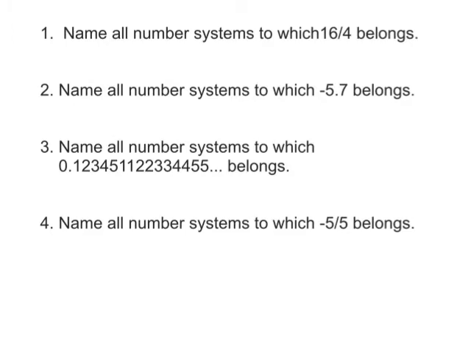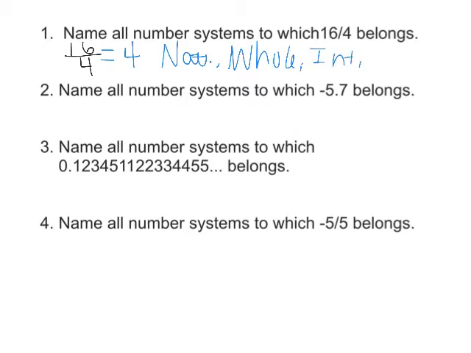All right, so number 1, name all number systems to which 16 over 4 belongs. Remember, first step is to reduce. 16 over 4 is the same as 4. So that's a natural number. Remember, if it's natural, that smallest box fits into all of those bigger boxes. Think of the stacking boxes and the baskets. So if it's natural, it's also whole. It's also an integer. It's also rational, and it's also real.